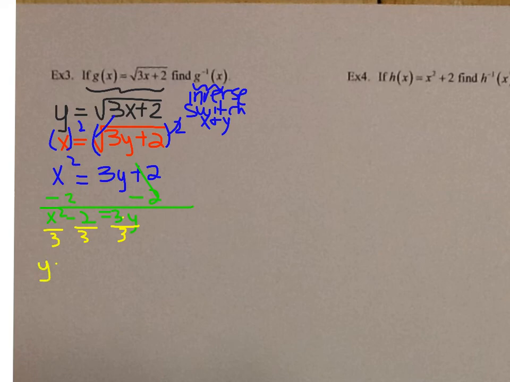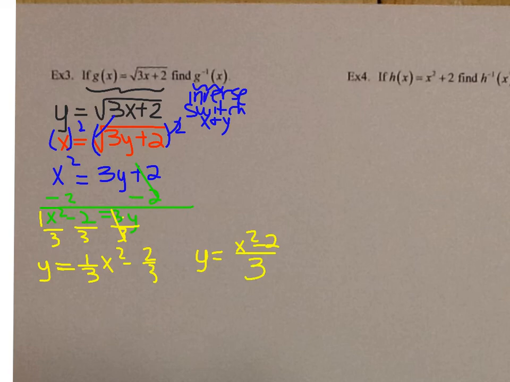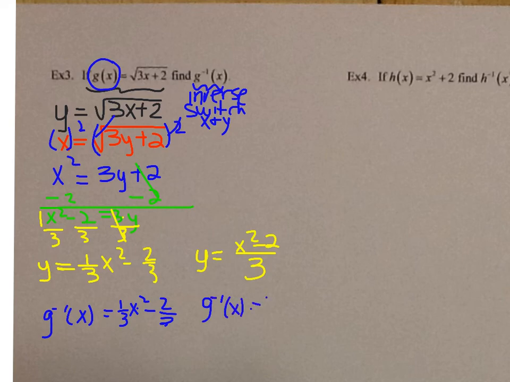So I get y equals, I'm going to put the y on the left because most kids like to have the y on the left. Remember, there's really a 1 in front of the x squared, so it's 1/3 x squared minus 2/3. You could write it as one fraction. That would be y equals, just put it together, x squared minus 2 all over 3. And then just make sure you write it with the right notation. The inverse of g of x equals 1/3 x squared minus 2/3. Or the inverse of g of x is equal to x squared minus 2 all over 3.